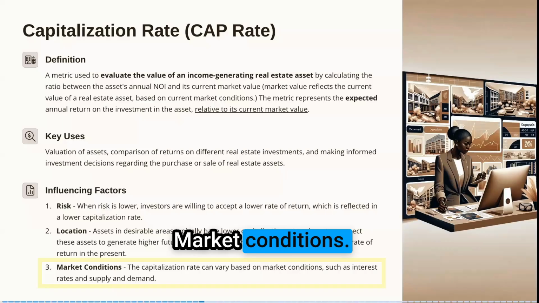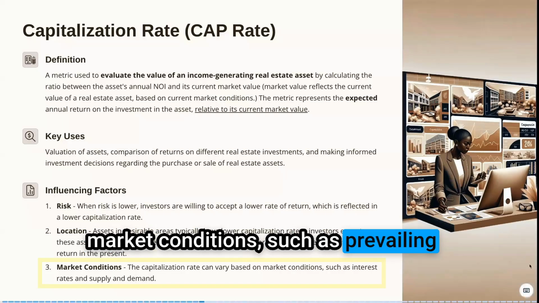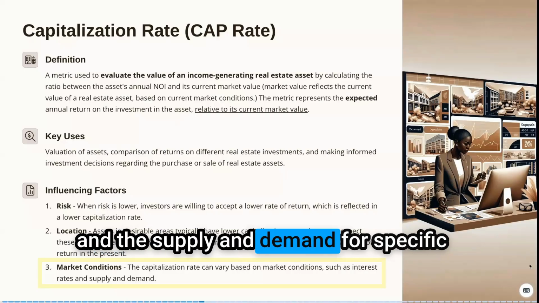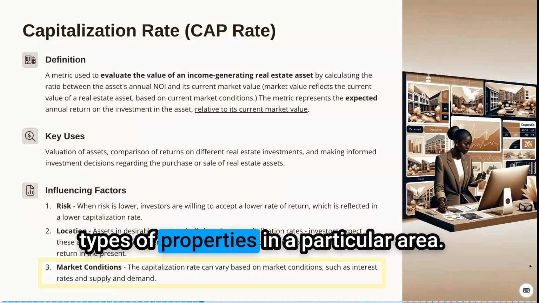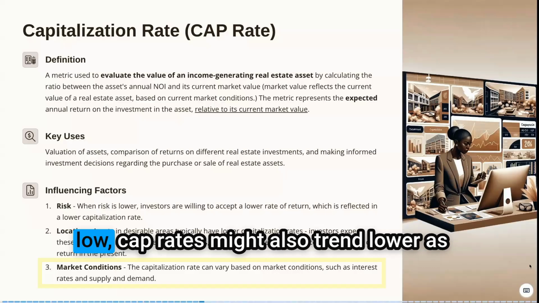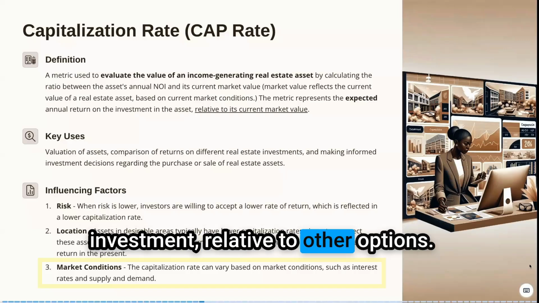Market conditions. Cap rates can vary based on broader market conditions, such as prevailing interest rates, the overall economic climate, and the supply and demand for specific types of properties in a particular area. For example, if interest rates are very low, cap rates might also trend lower as real estate becomes a more attractive investment relative to other options.